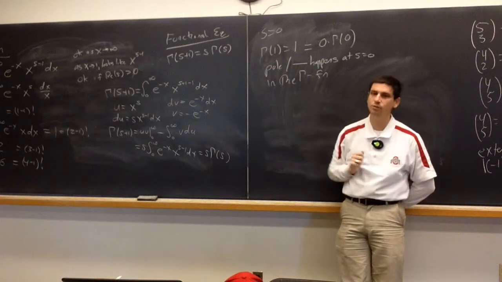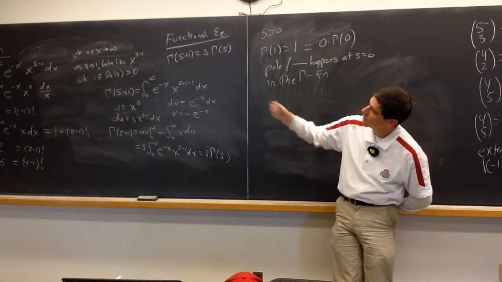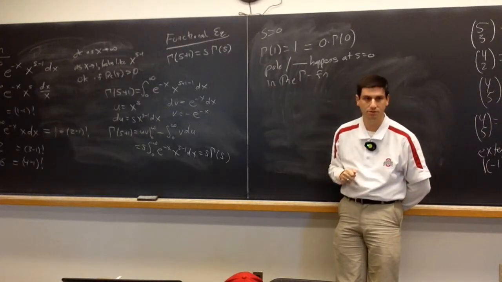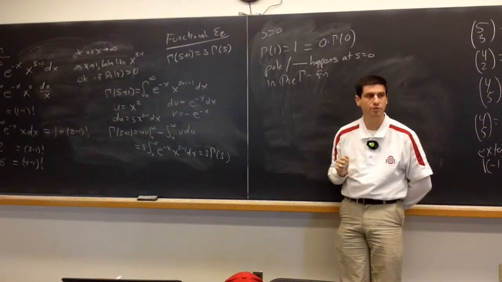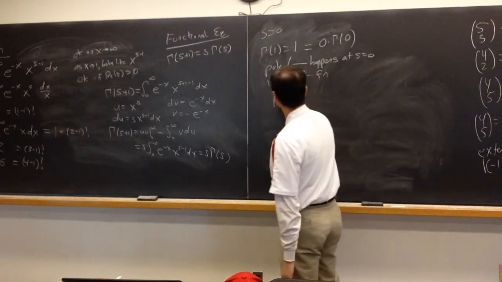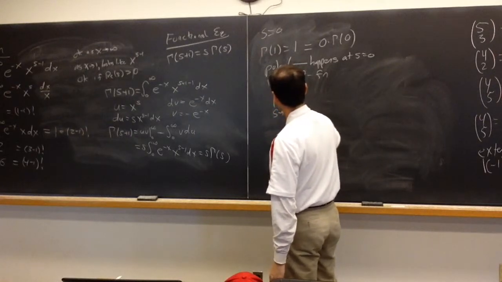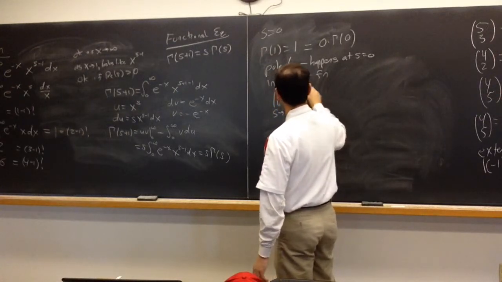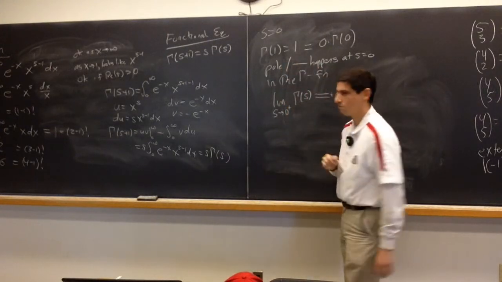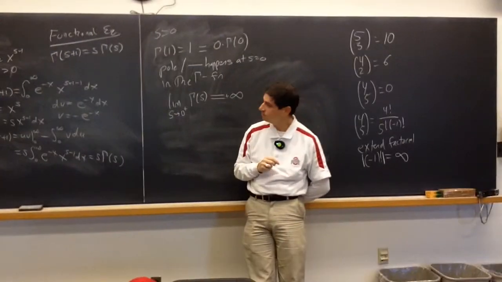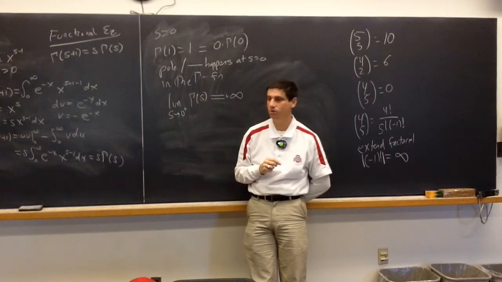We've got to be very careful when we have something like this. We can take the limit as s goes to 0. If we look at the original definition and take the limit as s goes to 0, we will get plus infinity. So the limit as s goes to 0 from above of gamma of s will be infinity. So the gamma function has a pole at s equals 0.